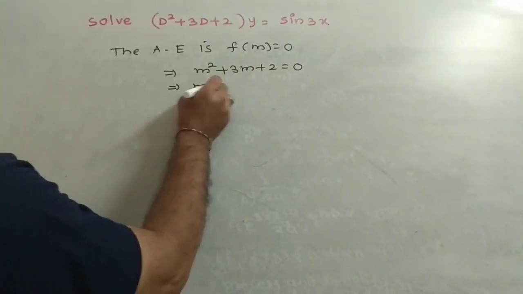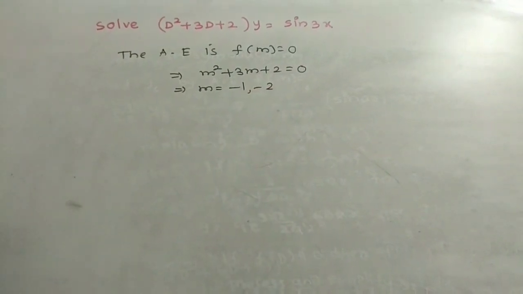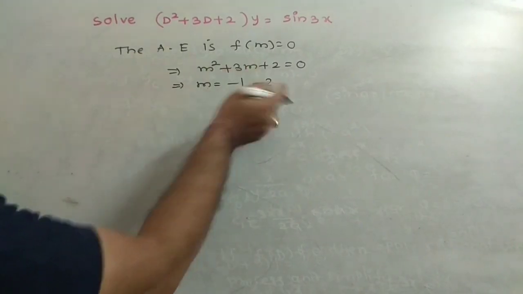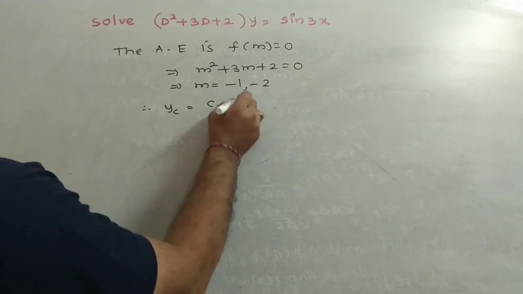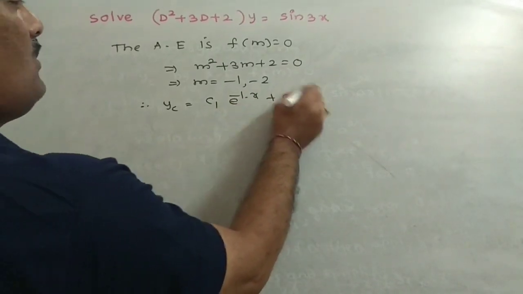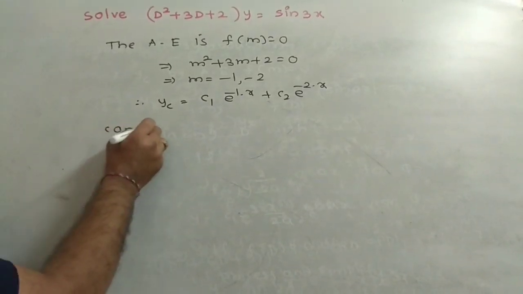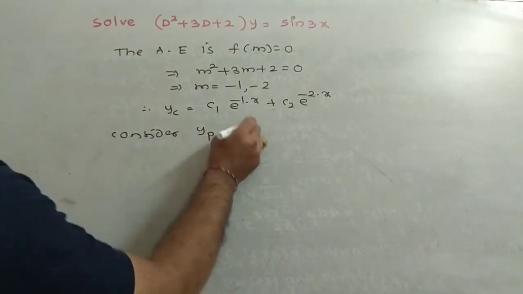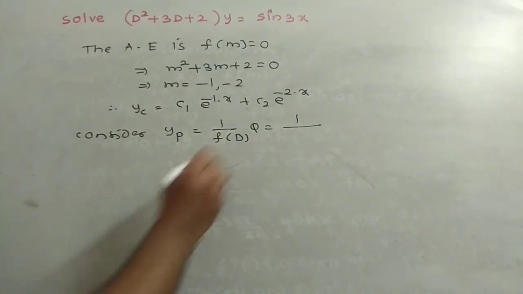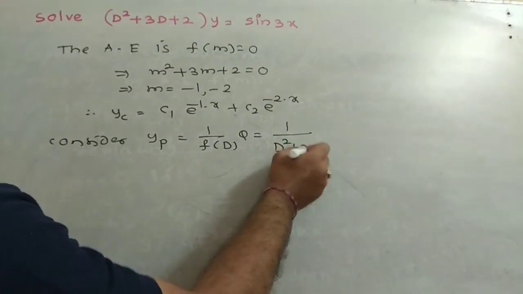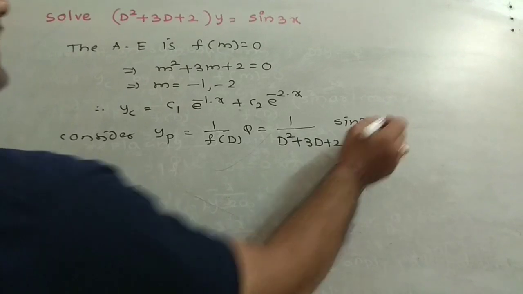So what are the m values? Minus 1, minus 2. If you want, you can verify with your calculator. So roots are real and different. Therefore yc is nothing but c1 e power minus 1 into x plus c2 e power minus 2 into x. Now you are calculating yp. The yp formula is 1 divided by f of D of Q. It is 1 divided by, what about f of D? D square plus 3D plus 2, and Q means it is sin 3x.